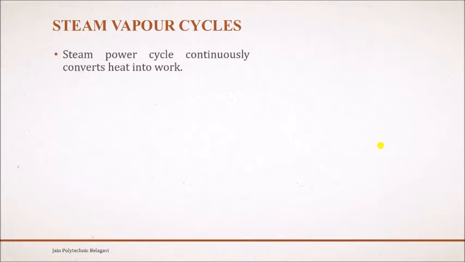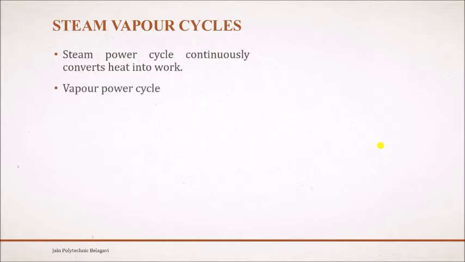The vapor or steam power cycle continuously converts heat into work. The water gets heated and converted into steam, and that same steam, superheated steam, will have high temperature and heat. That same steam will be used to produce a power output.